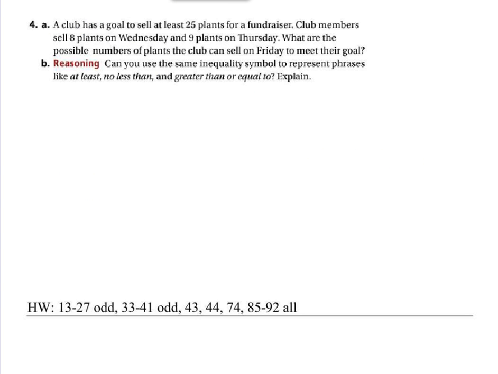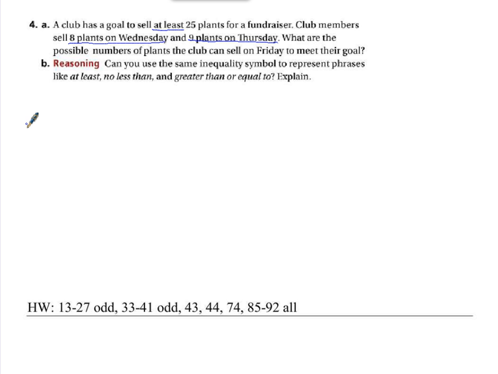All right, last problem. A club has a goal to sell at least 25 plants. Well, I don't have to read any farther, and I see this phrase right here, at least 25 plants. I'm already talking about some sort of inequality, okay? Club members sell 8 plants on Wednesday and 9 plants on Thursday. What are the possible numbers of plants that the club can sell on Friday to meet their goal? They want to sell how many plants? At least 25.